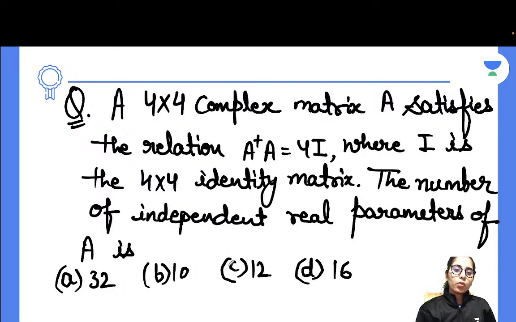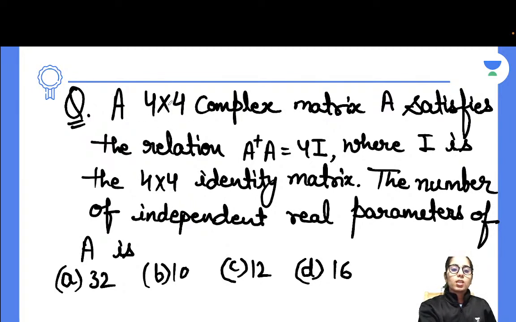A 4 by 4 complex matrix A satisfies the relation A dagger A is equal to 4I, where I is the 4 by 4 identity matrix. The number of independent real parameters of A is what you have to find. Now let's go ahead with the discussion.